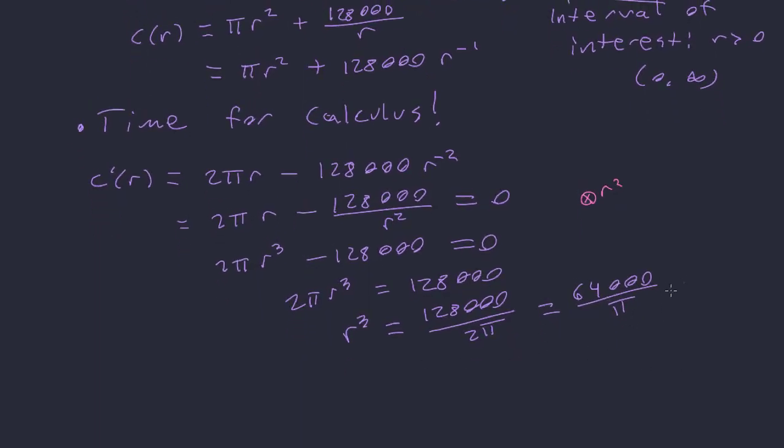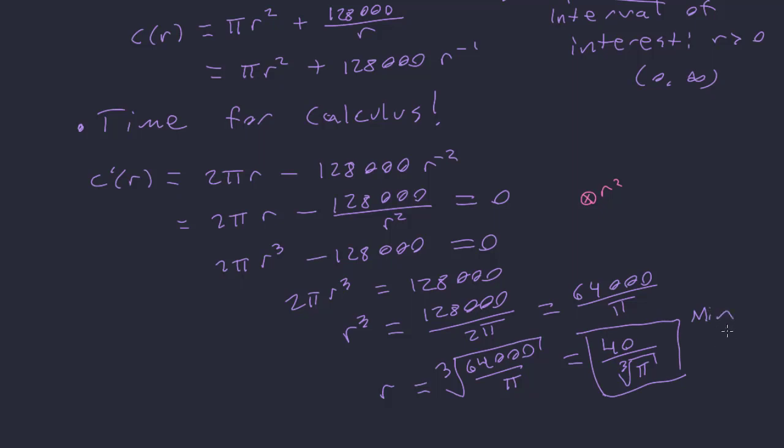This will come out to be 64,000 over pi, and so r is going to be the cube root of 64,000 over pi. The cube root of pi we can't really do anything with. The cube root of 64,000 comes out to actually be 40. So we could say that r is 40 over the cube root of pi. This should correspond with our minimum, mainly because we found a single critical point.